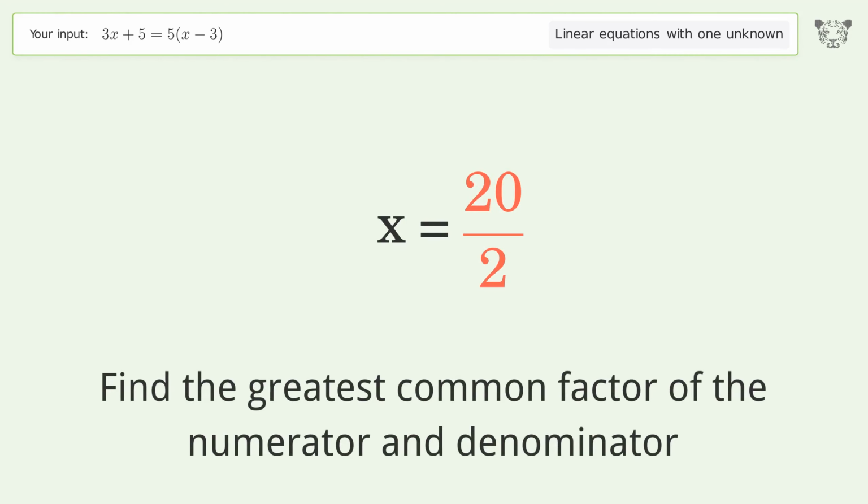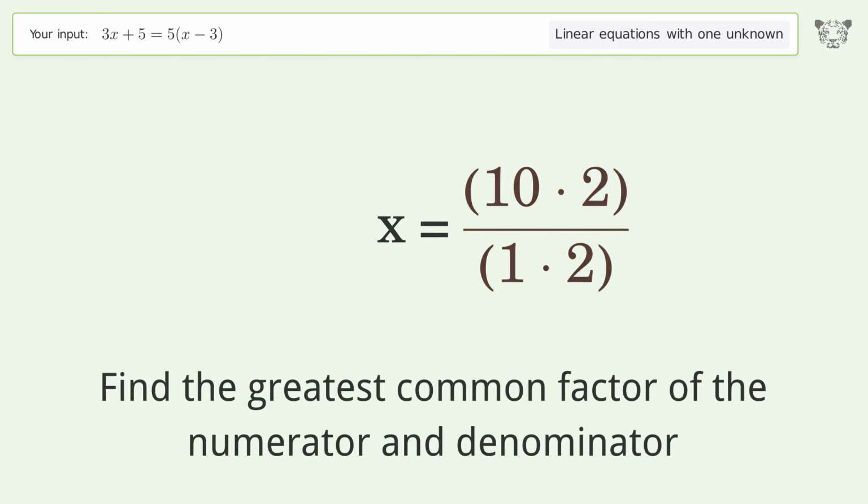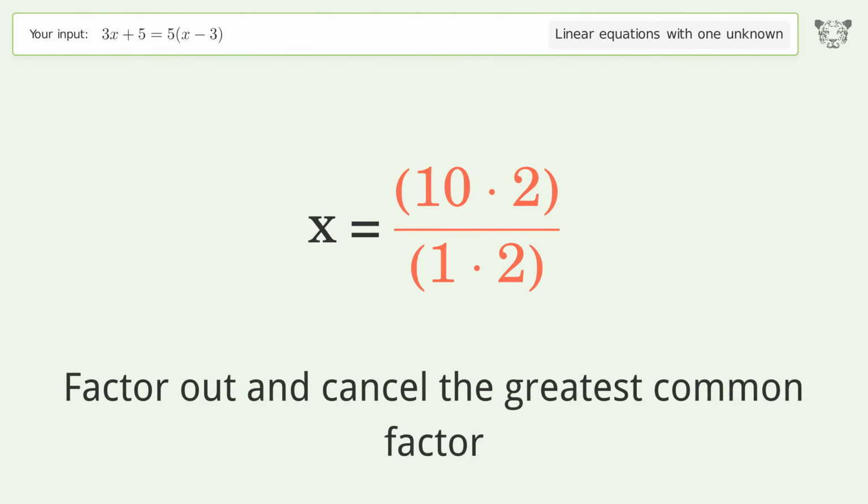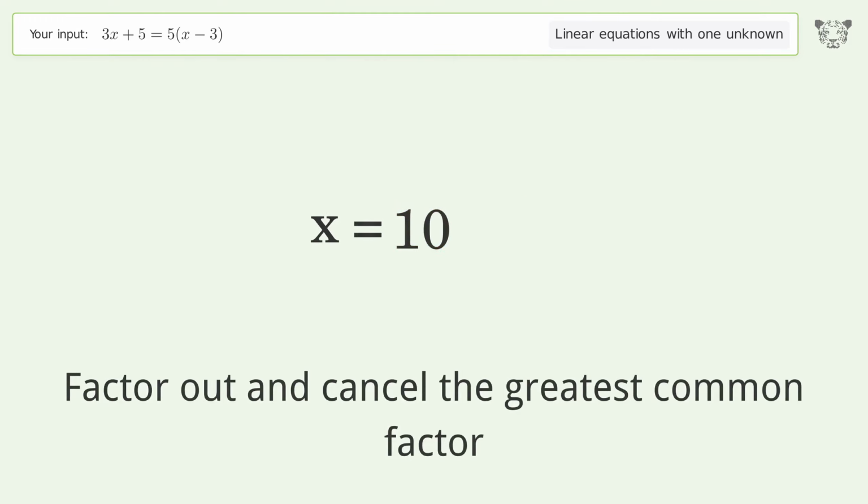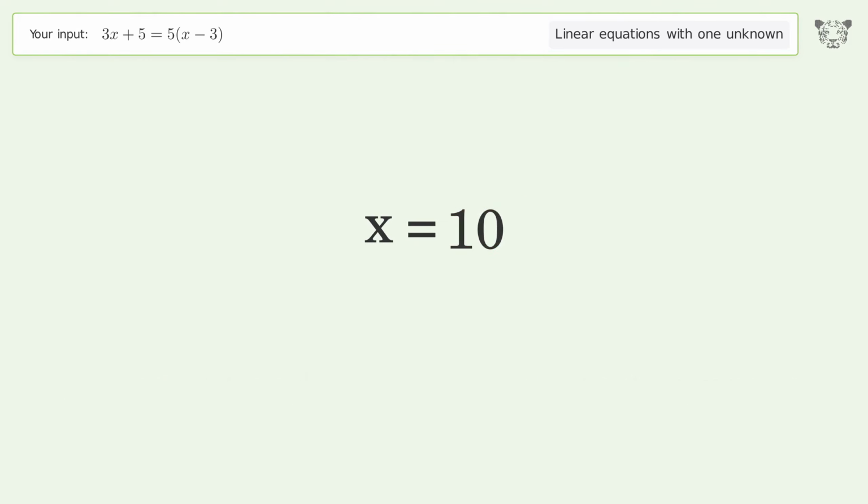Find the greatest common factor of the numerator and denominator. Factor out and cancel the greatest common factor. And so the final result is x equals 10.